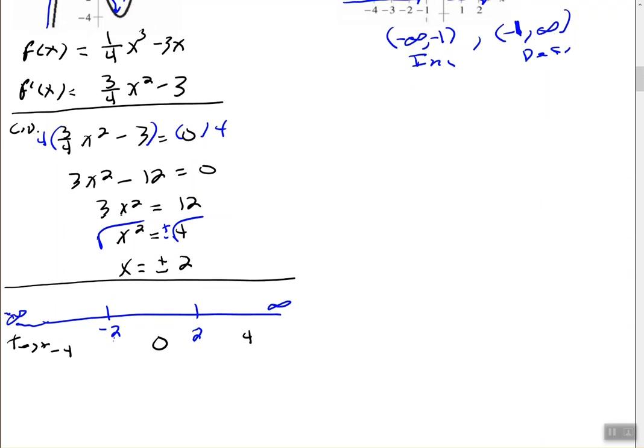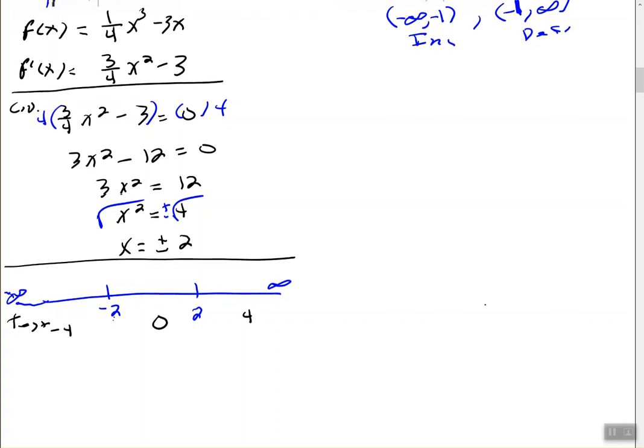I'm going to plug those into my first derivative and see if the result is greater than 0 or less than 0. If the result is greater than 0 when I plug into the first derivative, then I know that the function is increasing on that interval. If it's less than 0, then I know that the function is decreasing on that particular interval.